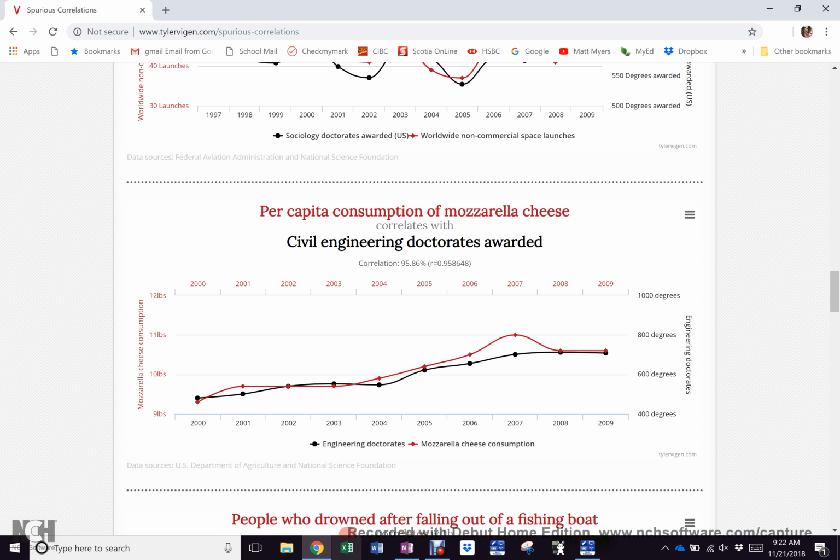No. No, because I would argue the people that eat pizza on a regular basis instead of other kinds of food are probably not, and I'm making a correlation that isn't valid here, are probably not the people that are becoming civil engineers, are they? No. Is that a correlation I should be making? No! Because eating pizza has nothing to do with how intelligent you are.